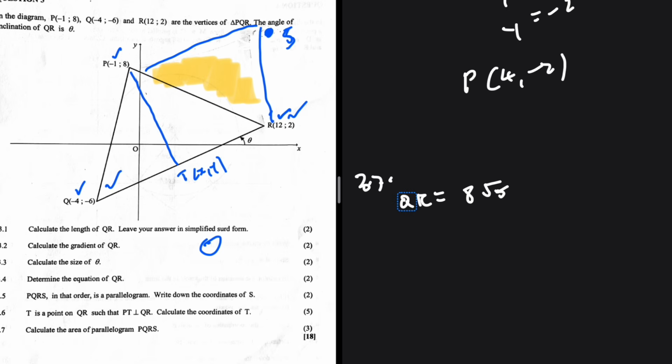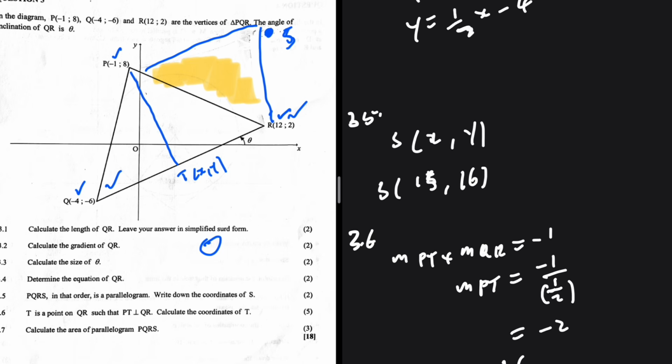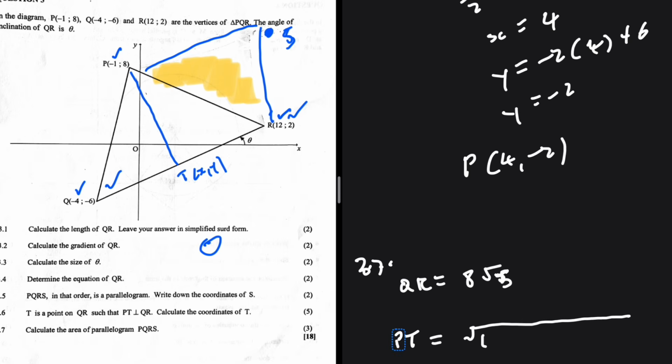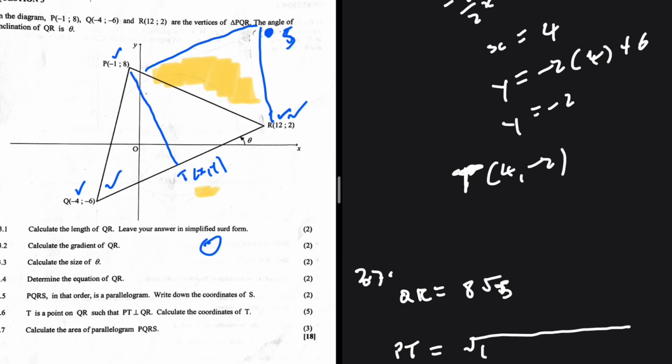Is it 8 square root of 5? Yes, it is 8 square root of 5. So that is our base. What I need now is the height. So the height is PT. So I need to calculate the length of PT, therefore. Right. So the length of PT, let me not think of doing anything fancy and just use the distance formula. So T has coordinates. What are the coordinates of T again? PT. Oh, this is T and not P. Okay, 4 as the x value and minus 2 as the y value.